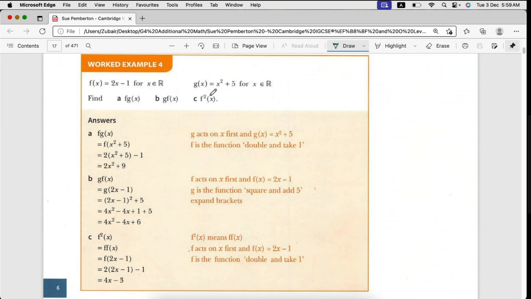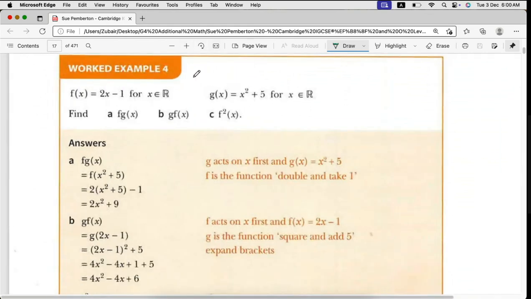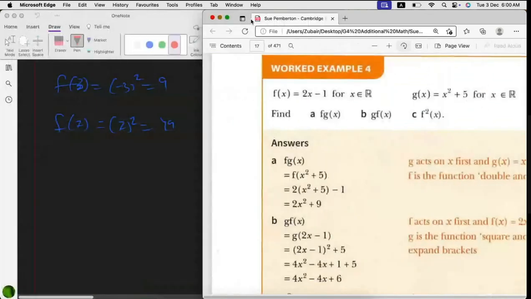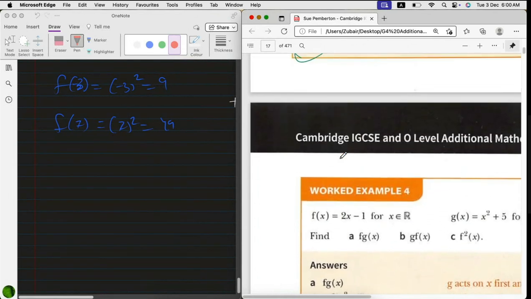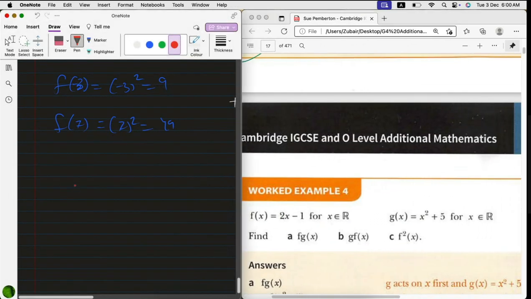f of x given, g of x given, find fg(x), gf(x), ff. Now in this case, numbers are not there, so we would just simplify. Let's do and compare the answers. f squared x? f squared means we are substituting f in f.